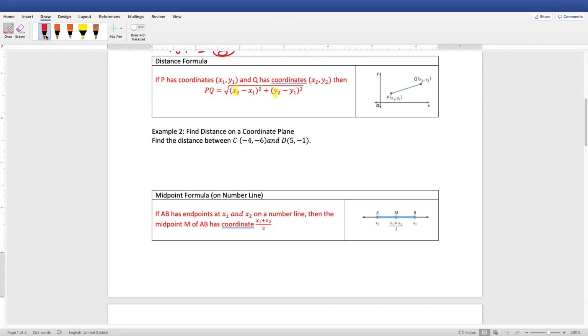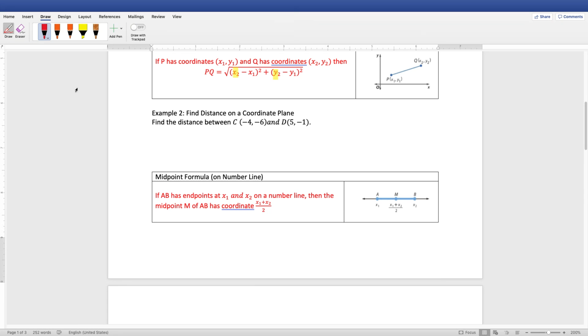Our first example says find the distance between C, which is negative 4, negative 6, and D, which is 5, negative 1. The first thing I always have my students do is label their points. I always go x sub 1, y sub 1, x sub 2, y sub 2. Now you can do this in the other order, x sub 2, y sub 2, x sub 1, y sub 1, but make sure that your sub 1s and your sub 2s are together.